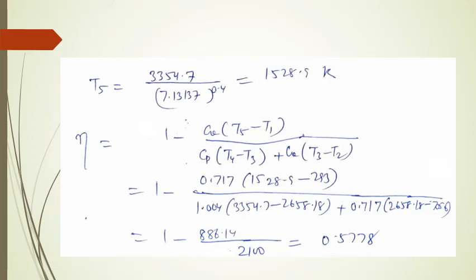Now we have all the values of temperatures, and the formula of efficiency shown here on the slide is given in terms of temperatures and Cp and Cv. So we have all the values, meaning all the temperatures and the values of Cp and Cv, so we can calculate the value of efficiency, and that comes out to be 0.5778.